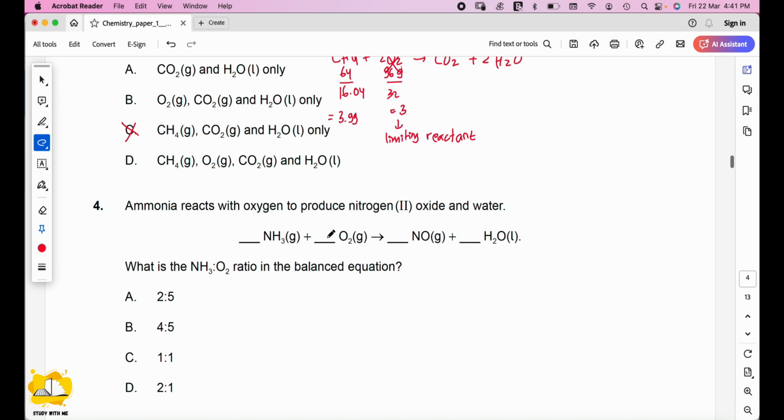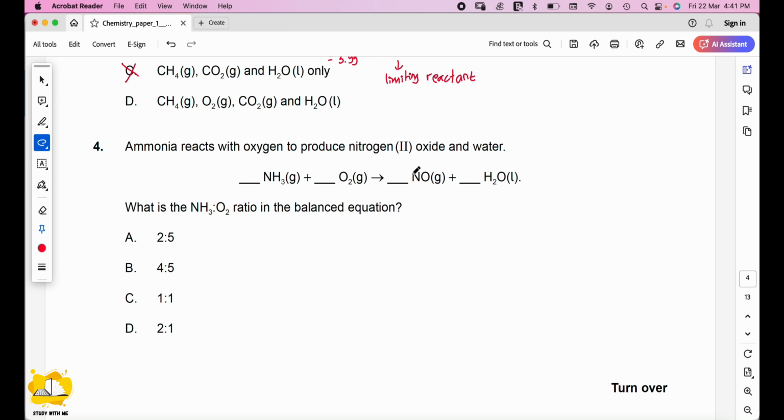For number 4, this chemical equation just needs to be balanced to find the correct NH3 to O2 ratio. So the coefficient for NH3 will be 4, oxygen will be 5, NO will be 4, and H2O will be 6. So the correct ratio for ammonia and oxygen will be 4 and 5.